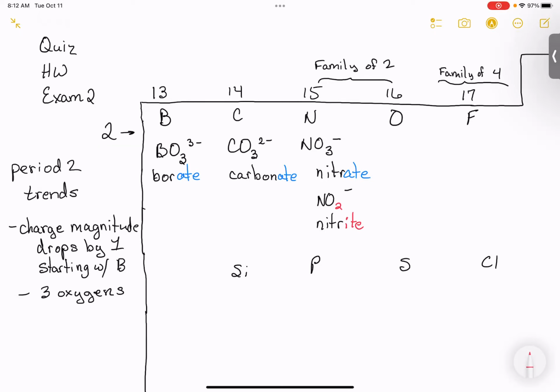To go from -ate to -ite, the only thing that changes in the formula is the number of oxygens. The charge does not change. It's just the number of oxygens, yes. No, I'm talking family of 2 means there's only going to be 1 -ate and 1 -ite.